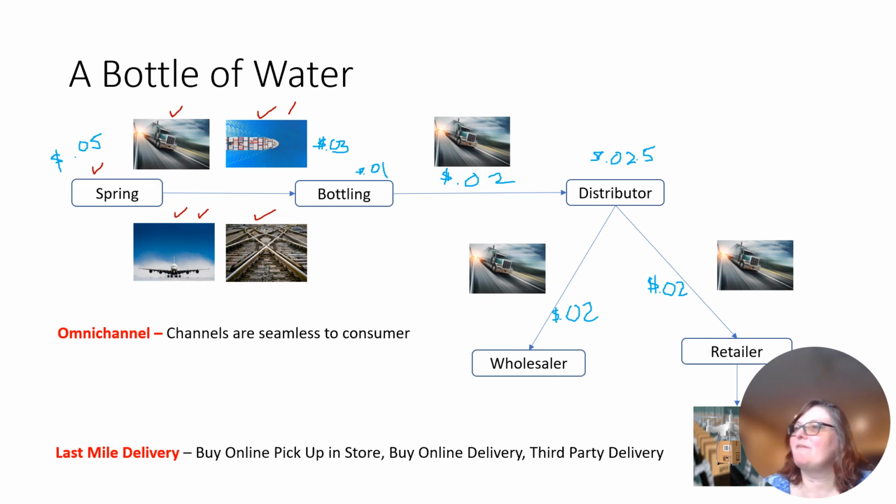If you add these up, 5 cents plus 3 is 8, 9, 10, 11, 12, 13 and a half, 14, 15 and a half cents, right? 15.5 cents. How much do you pay for a bottle of water? Typically, what, 99 in this case? That's pretty good profit margin if you think about it, right?